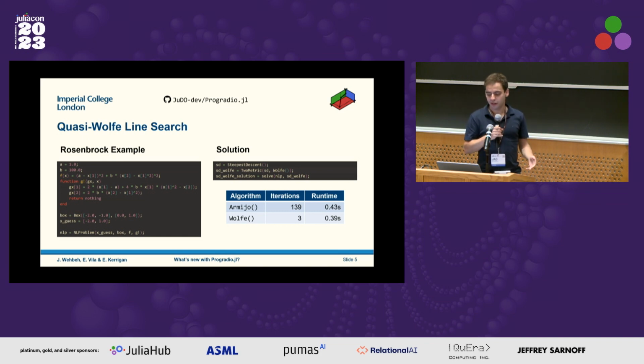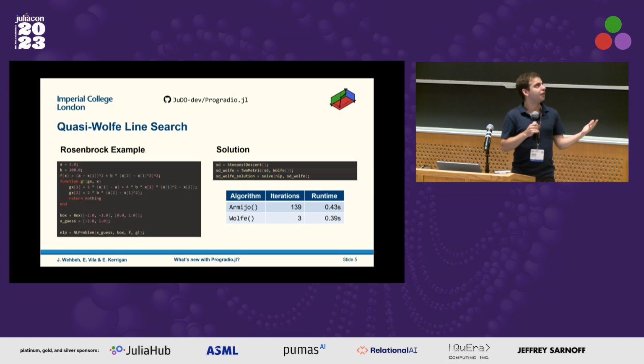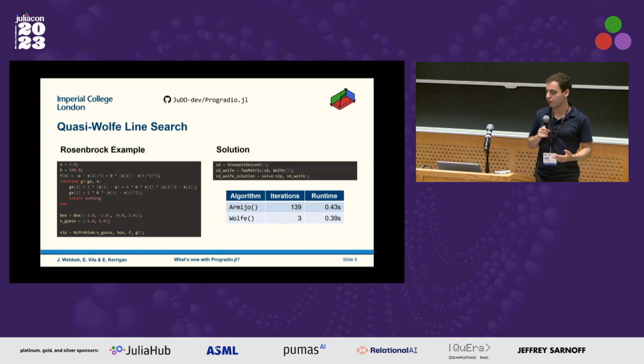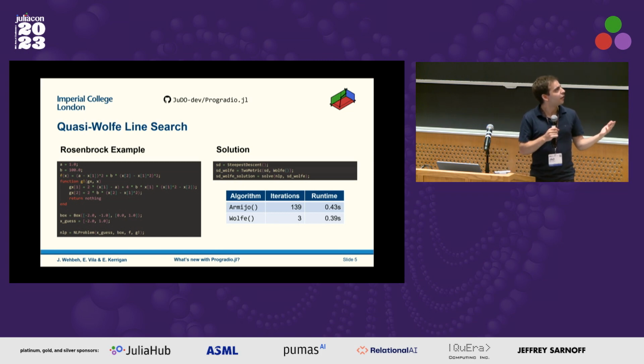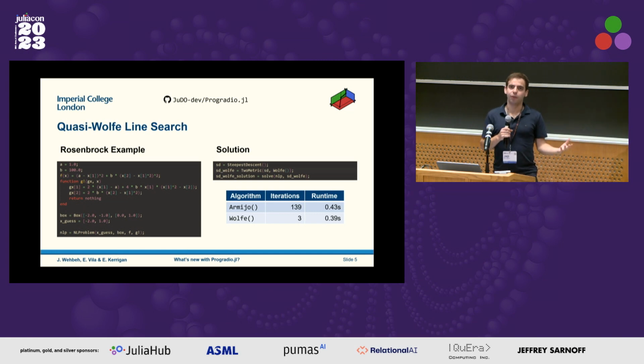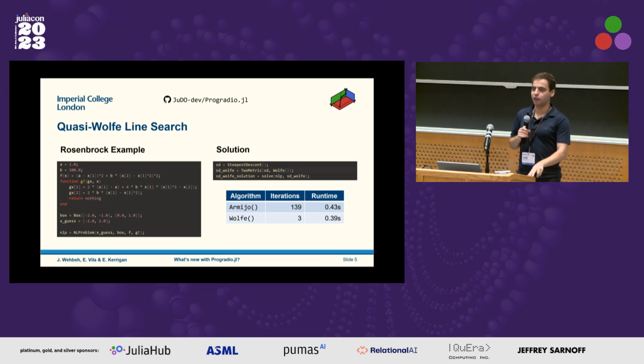And then you can see that it goes from taking 139 iterations if you're using a simple Armijo line search to only 3 iterations if you use a Wolfe line search. You will see, though, that the runtime does not decrease substantially. It's only a 10% or so decrease, because every iteration with a Wolfe line search is substantially more expensive than with an Armijo line search.